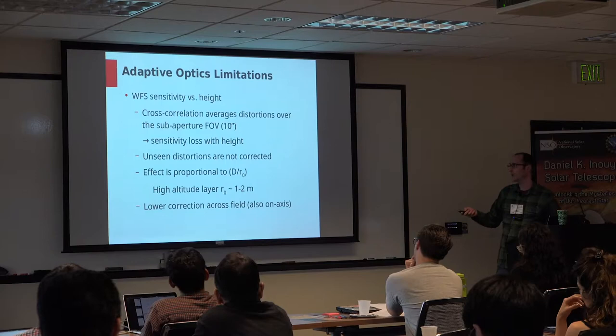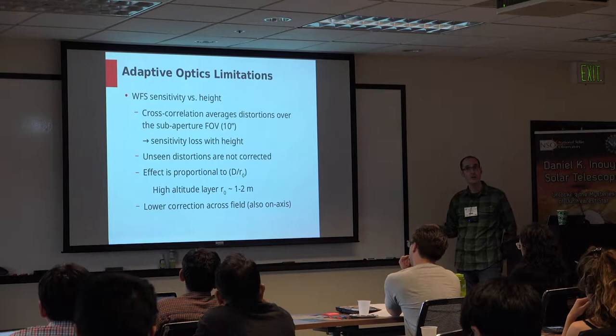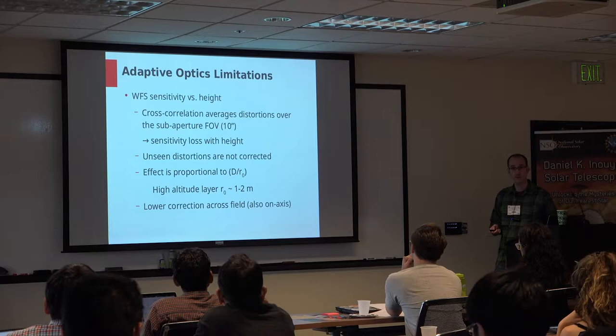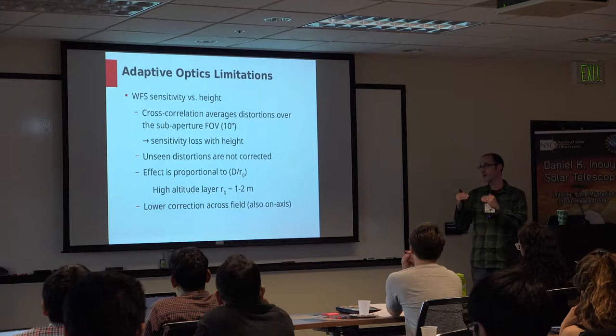So for previous generation telescopes, you had an aperture size of 1 meter. You didn't see very high layers. You didn't care about it. Now, DKIST is going to have a 4 meter aperture. So these effects come into play. And what this translates into is a reduction in the AO correction that you're going to see across the field of view, even on axis where your correction is highest.